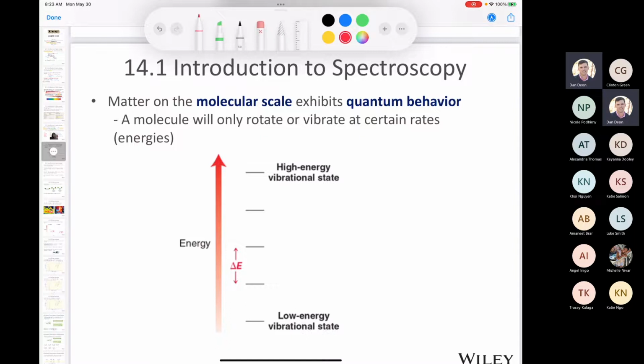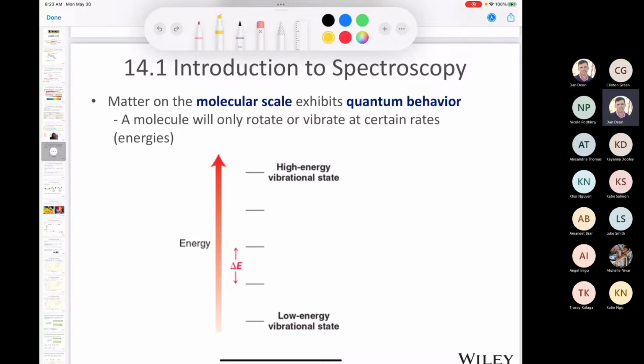All right, now matter on the molecular scale, and this is what we are interested in organic chemistry. We're always talking about molecules this and molecules that. Well, molecules exhibit that quantum behavior. And it says that you can have a molecule rotating or vibrating, but it can only rotate or vibrate at certain energies. Now, before you ask what does vibration mean? Vibration means the stretching of bonds for us in this class. In rotation, you can imagine what rotation means. It's just the molecule rotating in space.